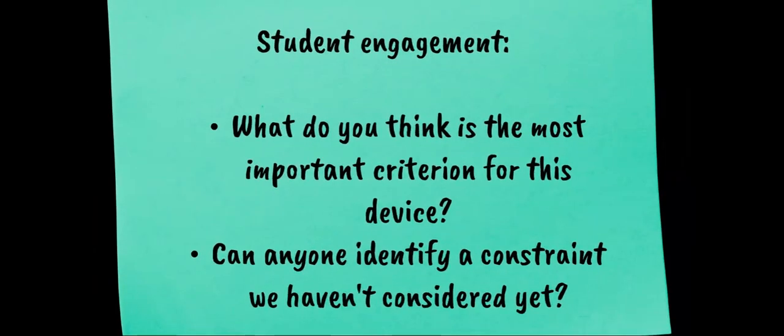How to get to an engagement is by asking questions. I'm going to be modeling the think aloud. I'm going to put criteria, constraints, and start thinking aloud. What are criteria? I'm going to explain them. What are my constraints? I'm going to explain them. Then I'm going to ask questions like, for example, what do you think is the most important criterion for this device? Or, can anyone identify a constraint we haven't considered yet? Trying to find some participation from the students.